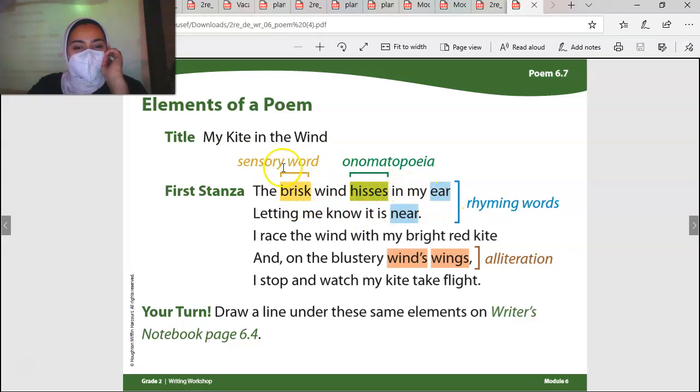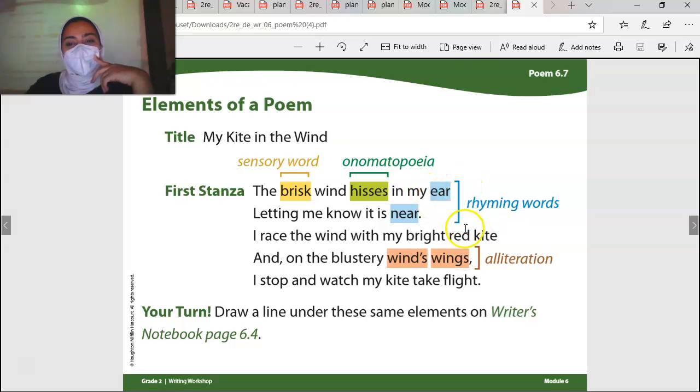Brisk is a sensory word. Brisk is something that we can feel, right? The brisk wind. Brisk means like strong wind. It hisses in my ear. Hisses is also sensory language we can hear. It's also an onomatopoeia. It's a sound that something makes. And it says in my ear.